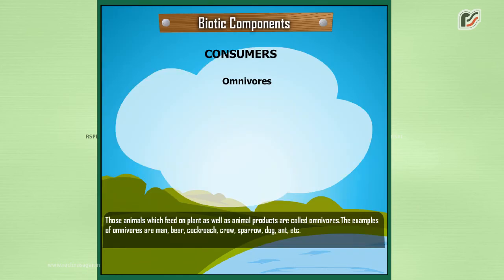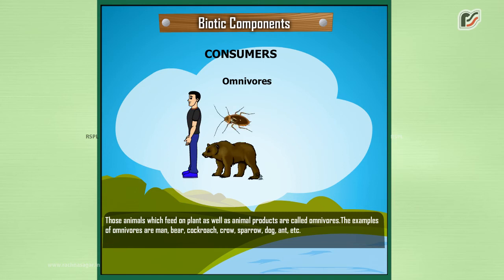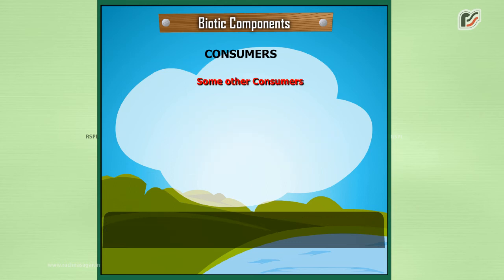Omnivores. Those animals which feed on plant as well as animal products are called omnivores. The examples of omnivores are man, bear, cockroach, crow, sparrow, dog, ant, etc.